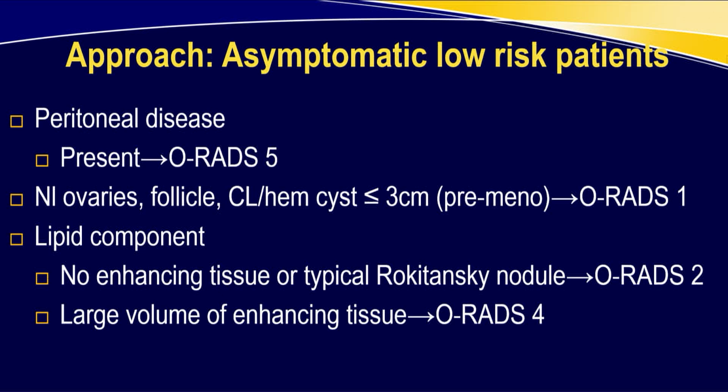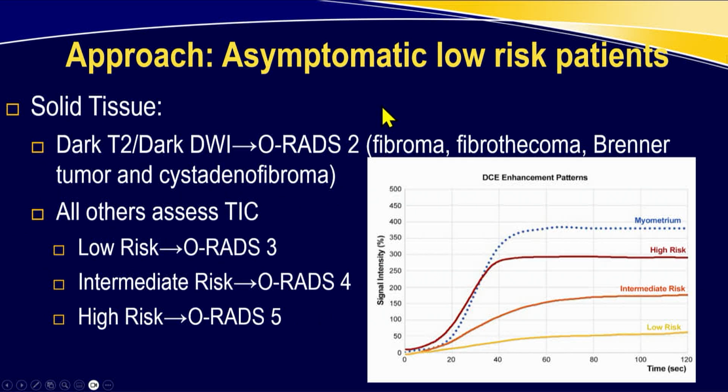If she has a normal ovary or follicle or corpus luteum or hemorrhagic cyst that's less than or equal to 3 centimeters and she's premenopausal, she's O-RADS 1, almost certainly benign. If we see a lesion that has a lipid component without any large amount of enhancing tissue, it's an O-RADS 2, again, almost certainly benign. And if she has a large volume of enhancing tissue, then we're kind of worried, and that's an O-RADS 4 with a positive predictive value of 50% for malignancy.